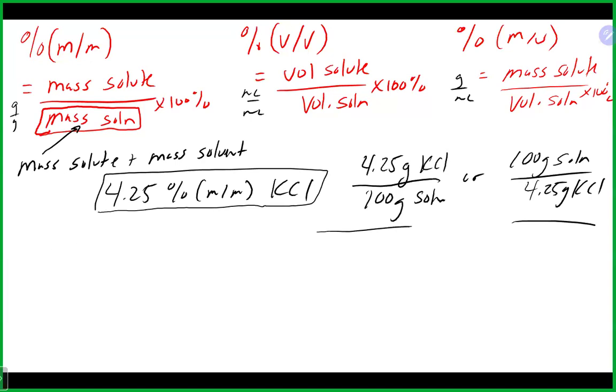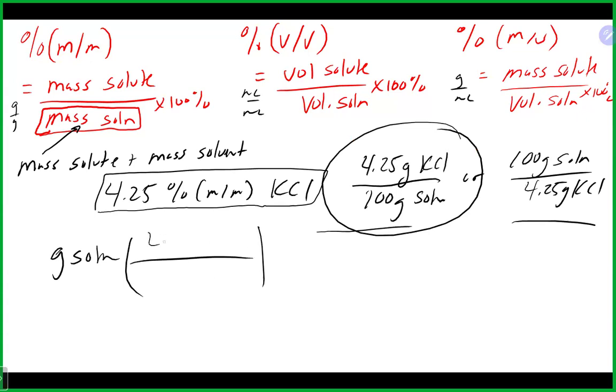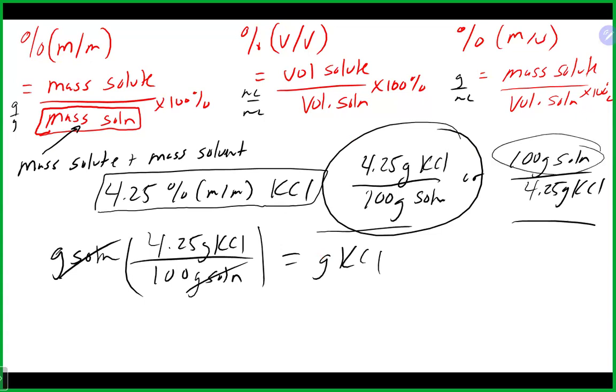If you know the grams of solution, you can obviously use it in this fashion here, and that will tell you how much solute you would need, for example. And that will give me grams of KCl. Obviously, if you knew how much solute, you could figure out how much solution you would have. So it's a very common thing that you may want to use as a conversion factor.